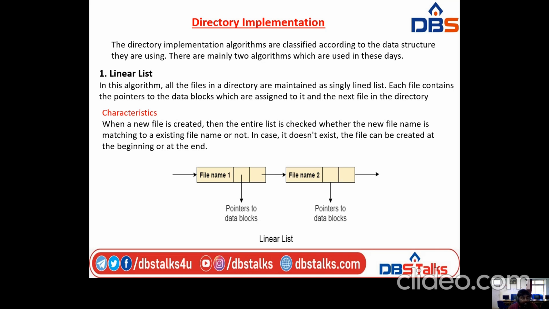And the next one is the list needs to be traversed in case of every operation. See here, if we want to perform creation, or deletion, or updation, for each and every operation, definitely we are going to perform one operation called searching, or we can say traversing. So this is one more drawback in the linear list.